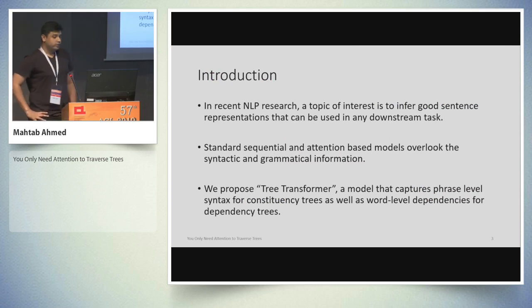In recent NLP research, a topic of interest is to find good sentence representations to solve any kind of downstream task. The standard sequential models like LSTMs and attention models actually overlook the tree information, the grammatical information that coexists in the text. In this paper, we propose a tree-based transformer where you can traverse the dependency trees and the constituency trees. When you traverse the dependency tree, you formulate the word-level dependency. When you traverse the constituency tree, you formulate the phrase-level syntax.